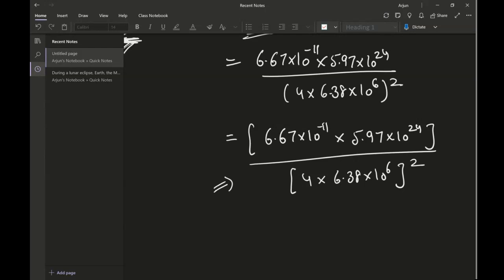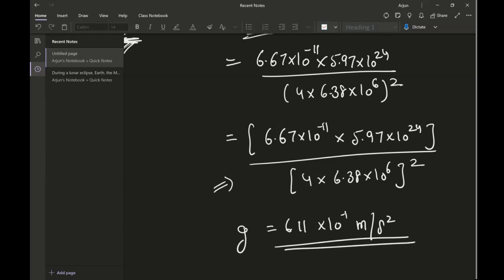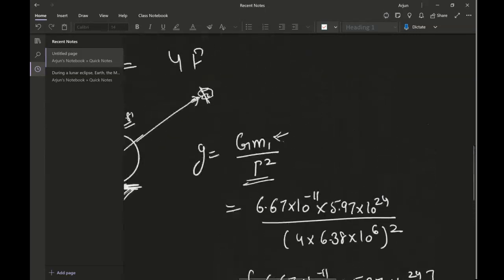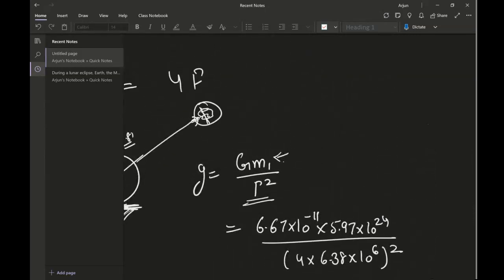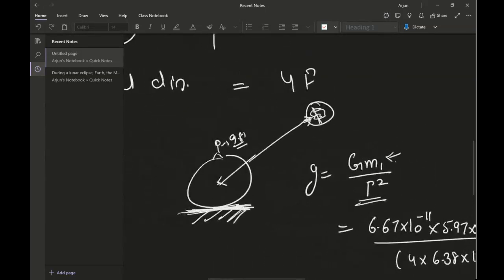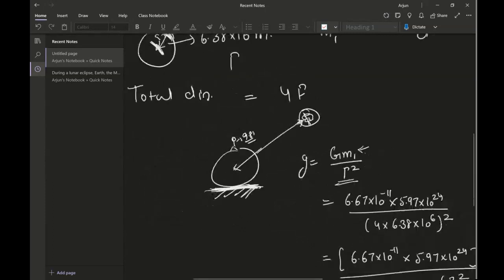Okay, and then your final answer will come out to be 6.11 times 10 raised to the power negative 1 meter per second squared. That will be the acceleration due to gravity which is being acted on the satellite by the Earth. Okay, that's how you're going to solve this question.